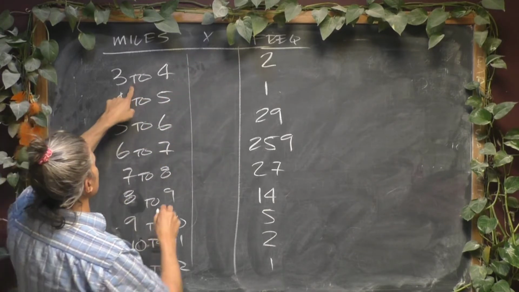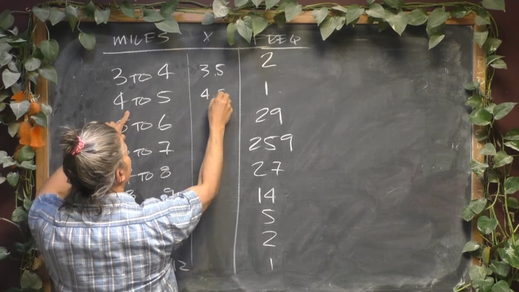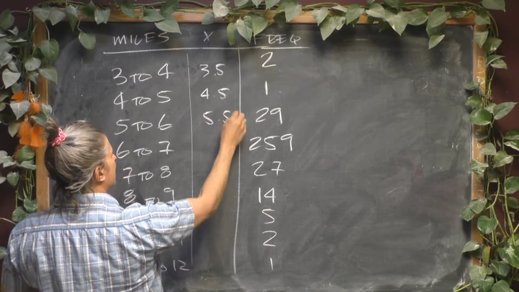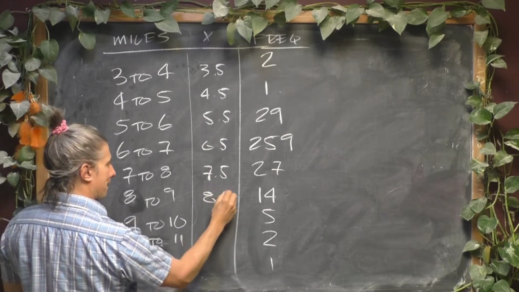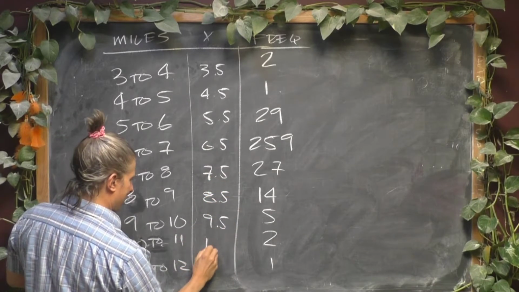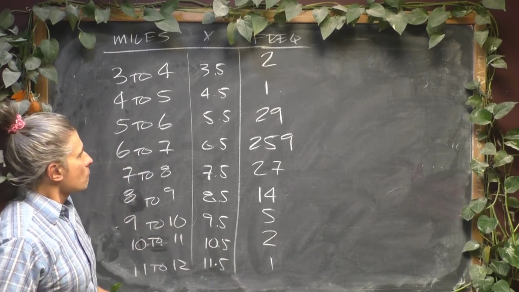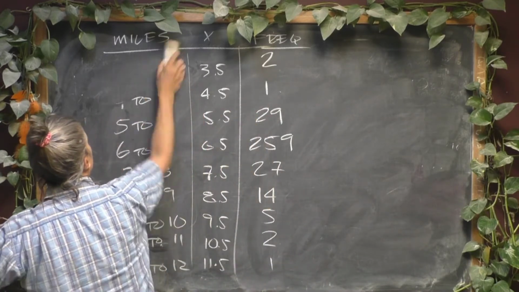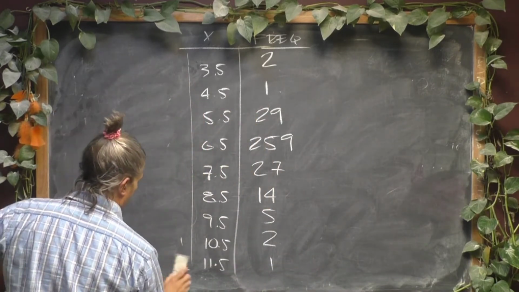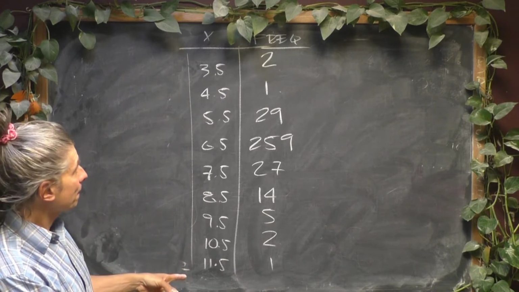So all I'm going to do is put 3.5 here, 4.5 here, 5.5, and just keep working my way all the way down to the bottom, 11.5. Okay. And now we technically don't even need this anymore, because really, that's what we're going to have to average, right there.